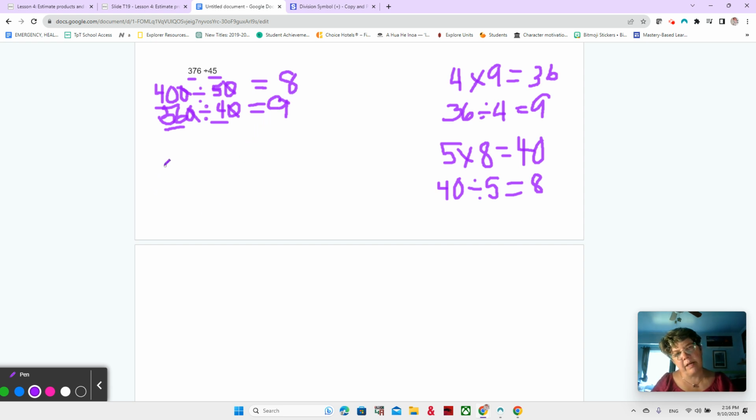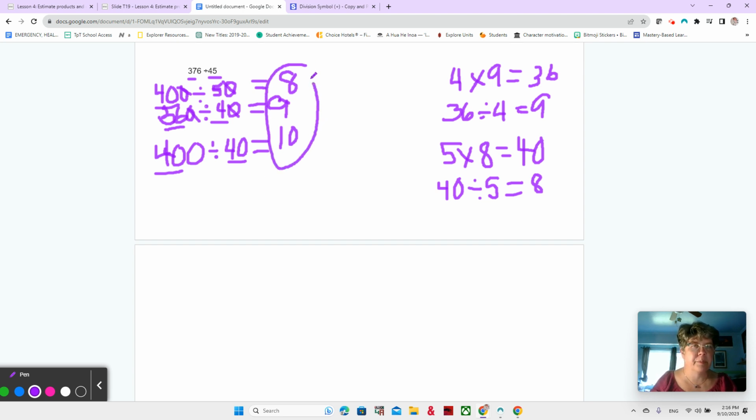Okay, is there anything else? Oh, what about 400 divided by 40? Yeah, that would be 10. 40 fits into 40 one time and one 0 left over. Okay, so we have a lot of possible estimates. Do you see how they're pretty close to each other? 8, 9, and 10. All right, so we have a good idea what 376 divided by 45 would be.